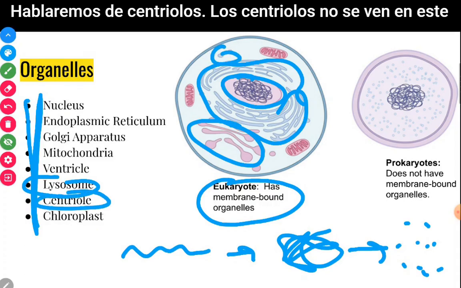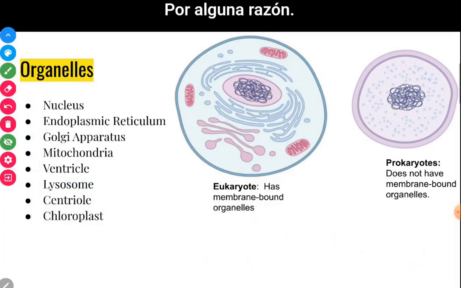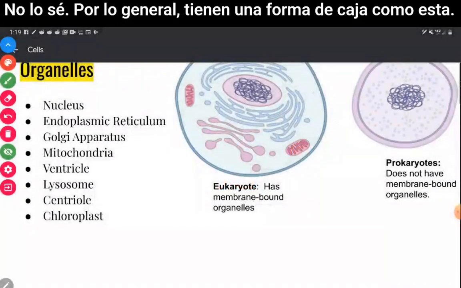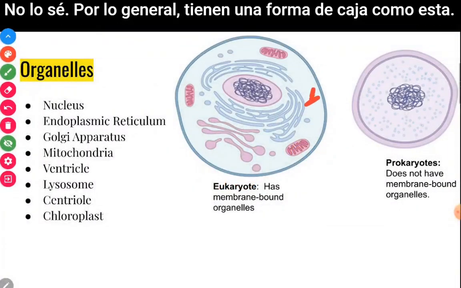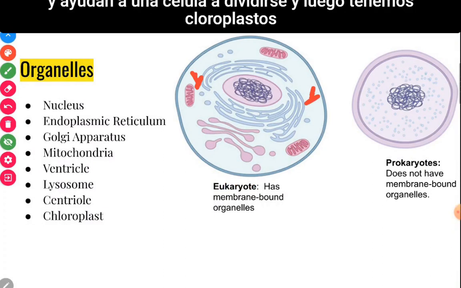We'll talk about centrioles. Centrioles are not seen in this image, but they're usually depicted as being orange for some reason, I don't know. They usually are kind of a box shape like this. And they help a cell to divide.